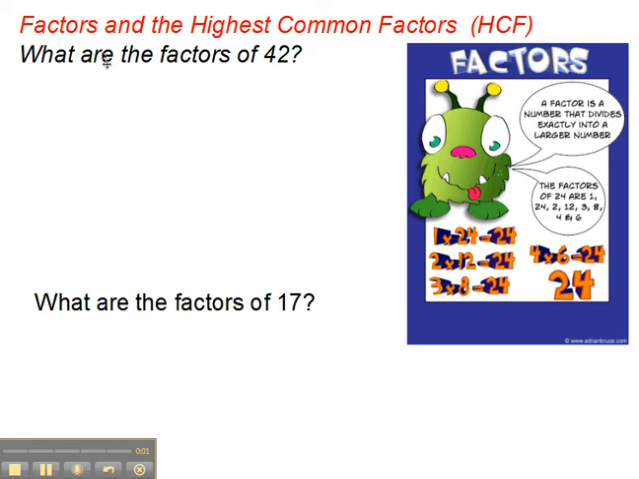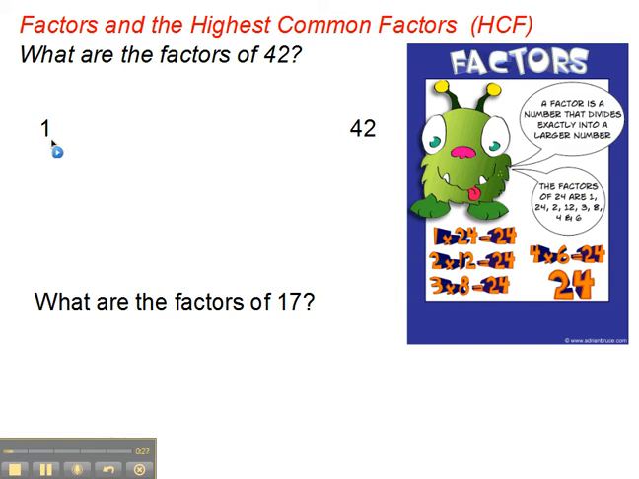Now let's look at the idea of factors and the related idea, the highest common factor, sometimes abbreviated as the HCF. So what do we mean by the factors of 42? A factor is a number that divides exactly into a larger number. So what numbers divide exactly, or a whole number of times, into 42? Well, always 1 divides into a number. So one factor here is 1, and it goes 42 times.